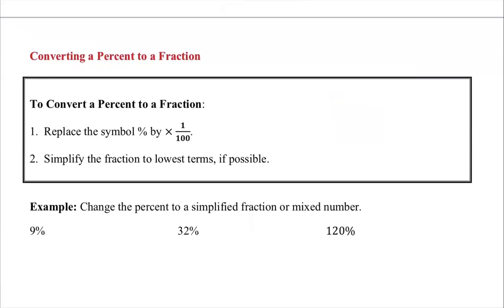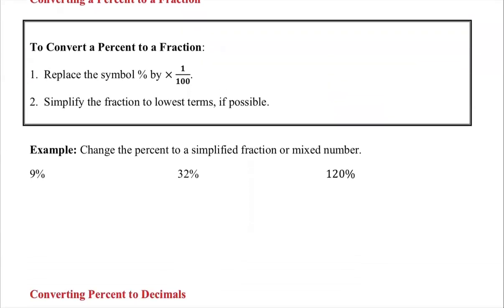Converting a percent to a fraction. To convert a percent to a fraction, replace the percent symbol with the fraction 1 over 100, and then simplify to lowest terms if possible. Okay, so example, 9%. This really means 9 times 1 over 100, and this 9 is understood to be over 1. So this is 9 over 100. You can just go straight here.